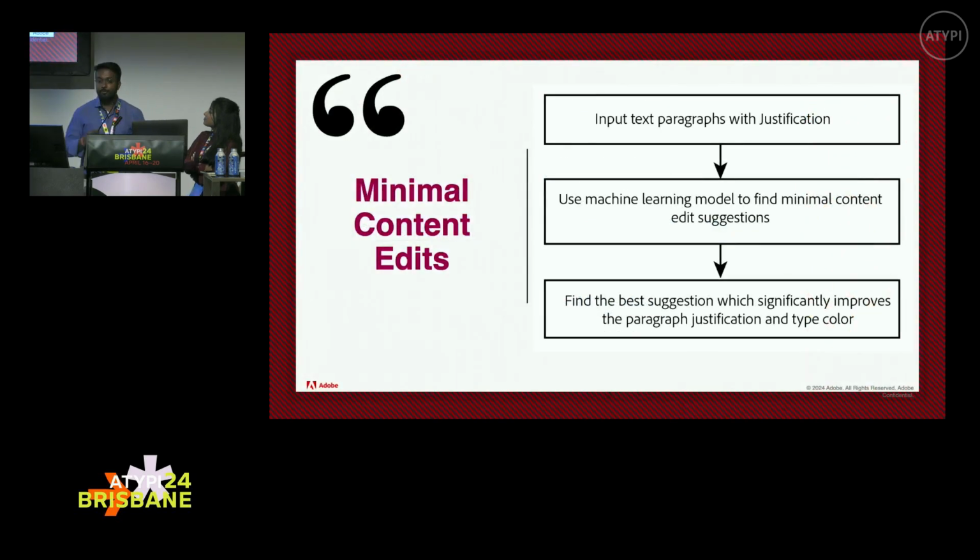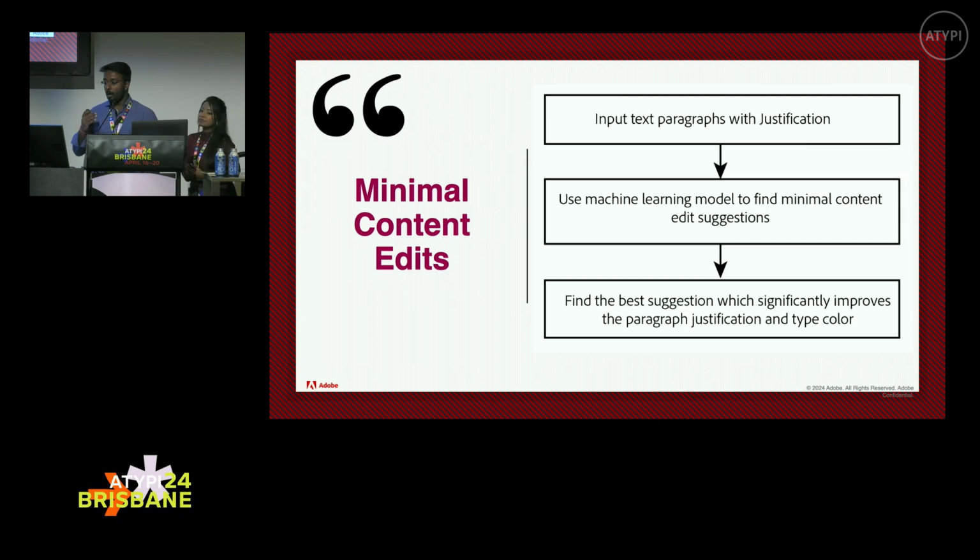Yeah, the first phase is about suggesting to the user the minimal content edits that can be done on the justified text. So let's see how this phase works from the Uber level. First, what our proposed system does is, it takes the input text where the justification is applied, right? It feeds it to our machine learning model system, which tries to find the minimal content edits that can be used, right? It tries to suggest multiple suggestions.